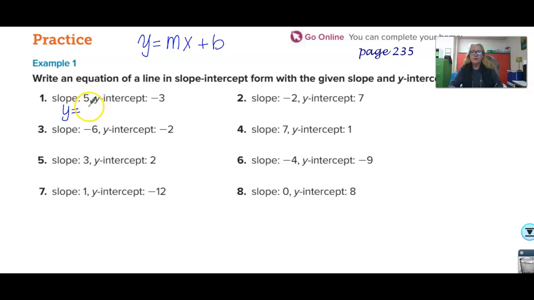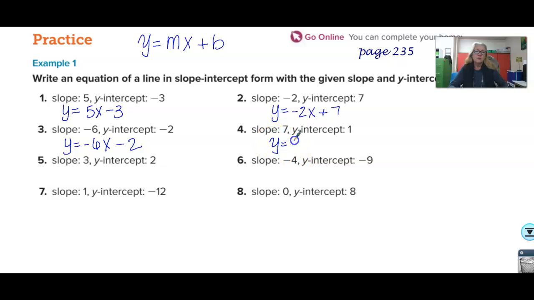Okay, so for example, on number 1, you always start with the y. The slope is 5, so you put 5x, and the y-intercept is -3, so you put -3. Okay. Here, y equals -2x. This is your slope number, and your y-intercept is +7, so we put +7. Okay. This one is y equals -6x minus 2. Slope number goes here, y-intercept goes here.